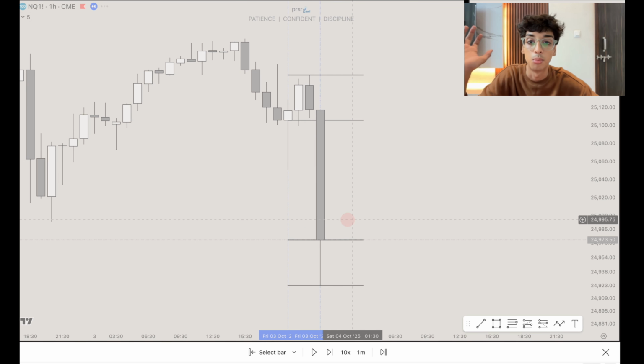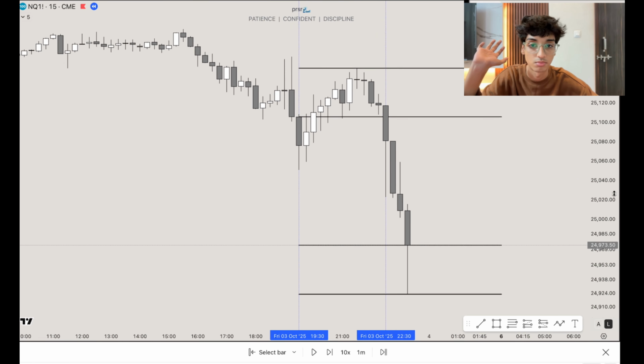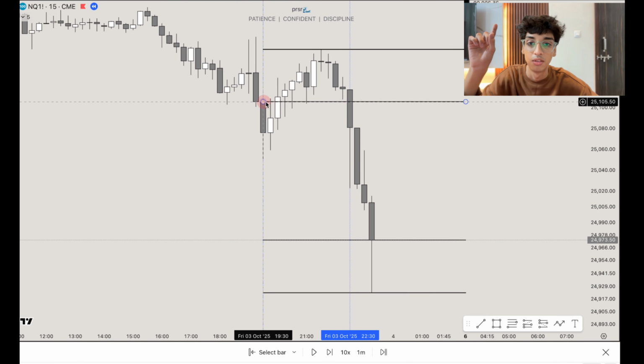Beside that we have more structure built on the 15 minute. Same as we open, we go down, and then we create a high, and after that we go all the way down, we again create a low, and this is our closing time.